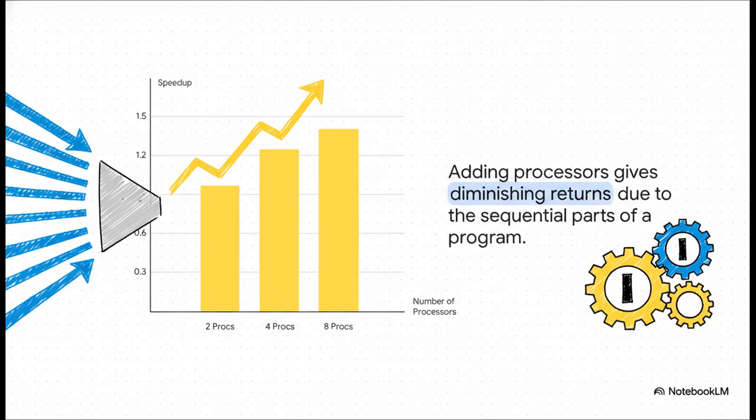When you look at the numbers, you see that as you add more and more processors, sure, things get faster, but the jump in speed gets smaller and smaller each time. It's the classic law of diminishing returns, because you're always held back by the parts of the job that just have to be done one at a time in sequence.